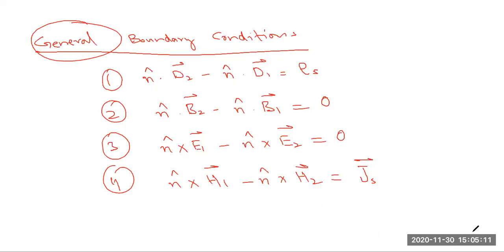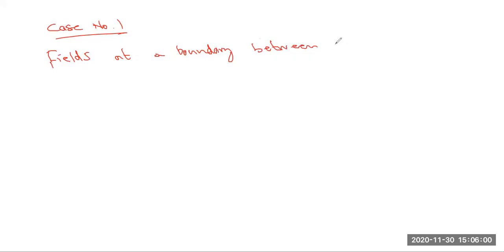So the first case, or situation number 1, is fields at a boundary between two lossless dielectric materials.